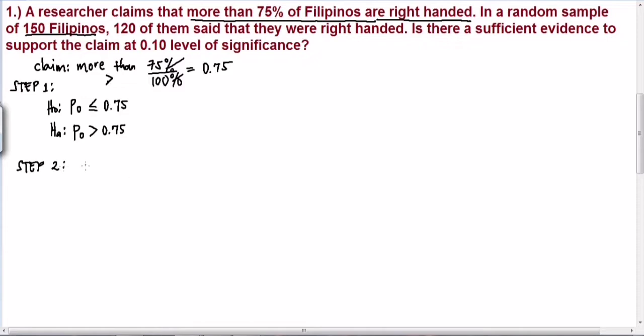So, ang step 2, again, i-state natin yung ating level of significance or yung alpha, which in this case, ang binigay, 0.10 level of significance. And then, you have to identify the test to be used. So, ang test na to guys is still z-test. So, z-test ang ginagamit natin kapag testing for proportion.